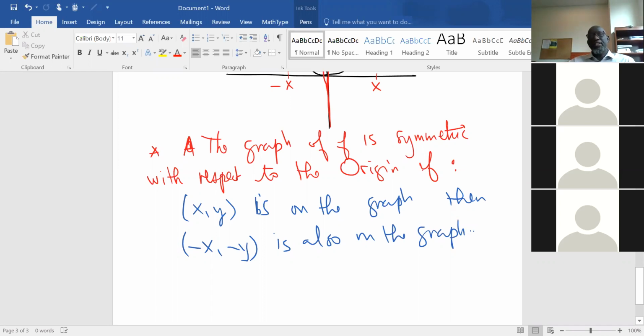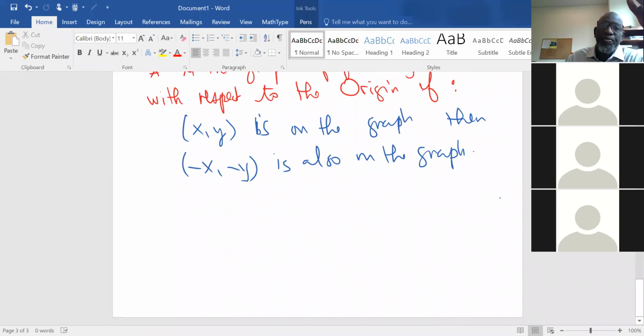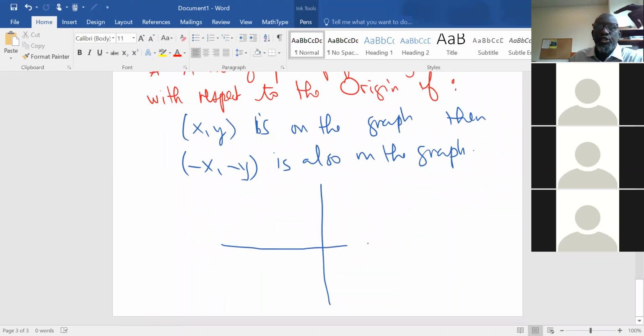When you take the opposite of xy, it is also in the graph. For instance, the graph of x cubed. You see, this one is symmetric not with respect to a line, but with respect to a point, right here. So when you have x and y, then negative x and negative y both belong to the graph.